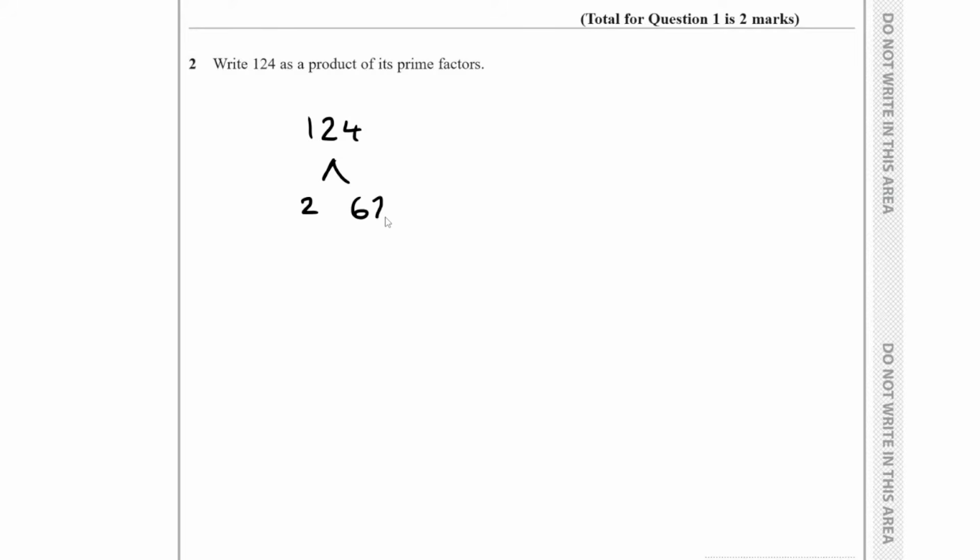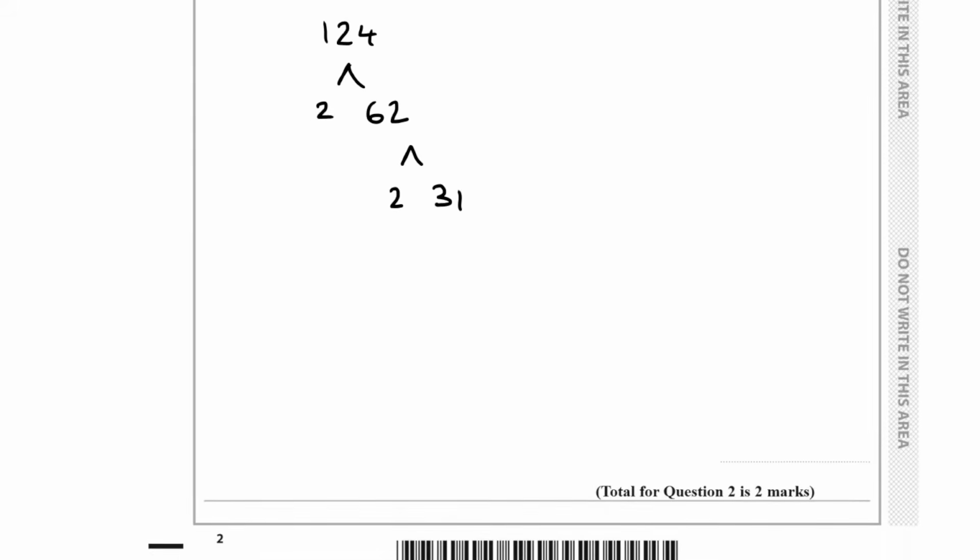So I should get 62. It's still even, so I'm going to use 2 again. I'm left with 31. It's no longer even, so I can't use 2, but actually 31 in itself is a prime number, so I don't need to do anything beyond that. Obviously, just write your answer as the product, so that means multiply 2 times 2, or 2 squared, times 31. It's fine. That is another 2 marks.